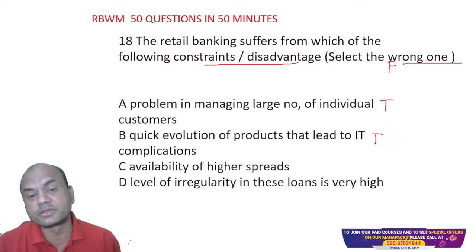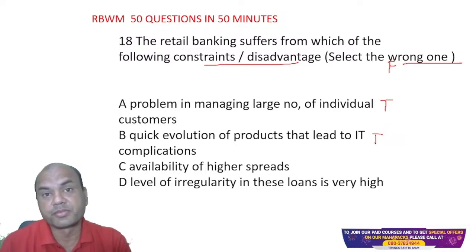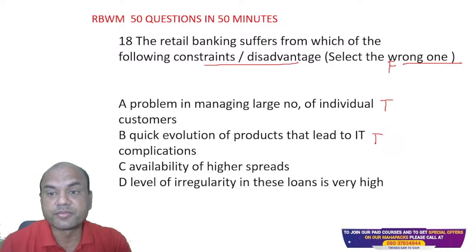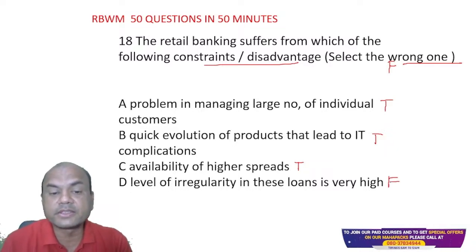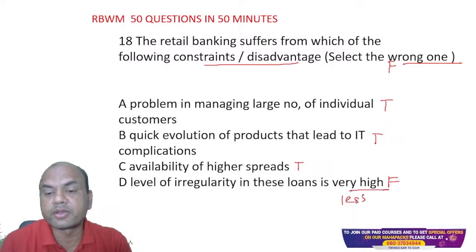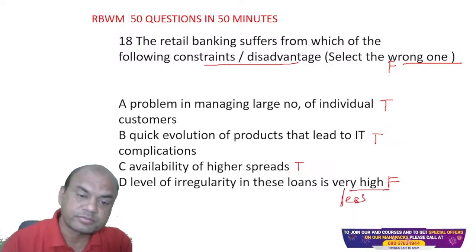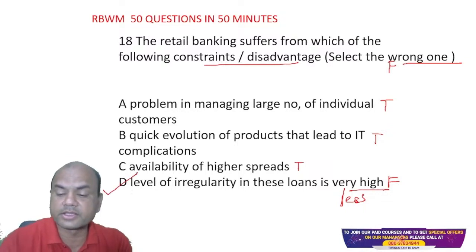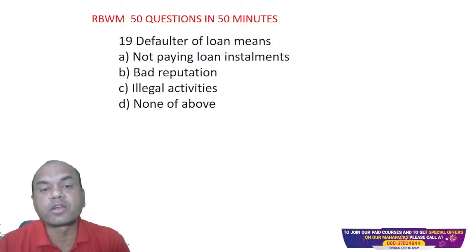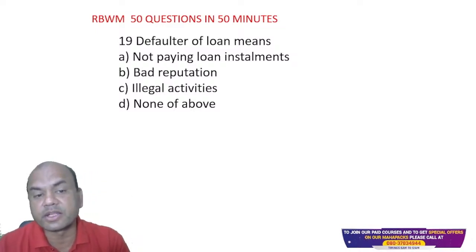Availability of higher spreads means higher spreads are available. Is this true? That is also true actually, because higher spreads are available. Level of irregularity in loans is very high. This is false because NPAs in retail banking are always less, because the loans are distributed. So the answer is, how many of you got it right? D. Okay, answer is D. Defaulter of a loan means not paying installment, bad reputation, illegal activities, none of the above.